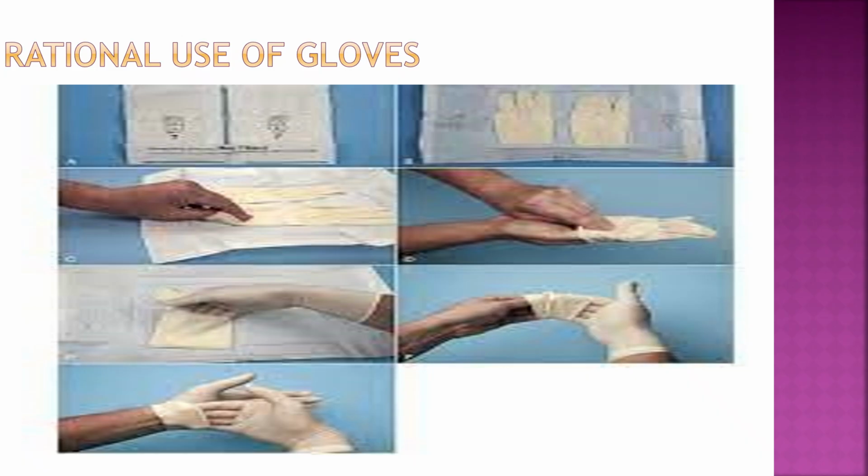The rational use of gloves. So how to wear gloves? First, hand hygiene is important. After that, dry your hands and then put your dominant hand inside one glove. Then, with the gloved hand, pick up the second glove, insert the other hand, and wear it properly.